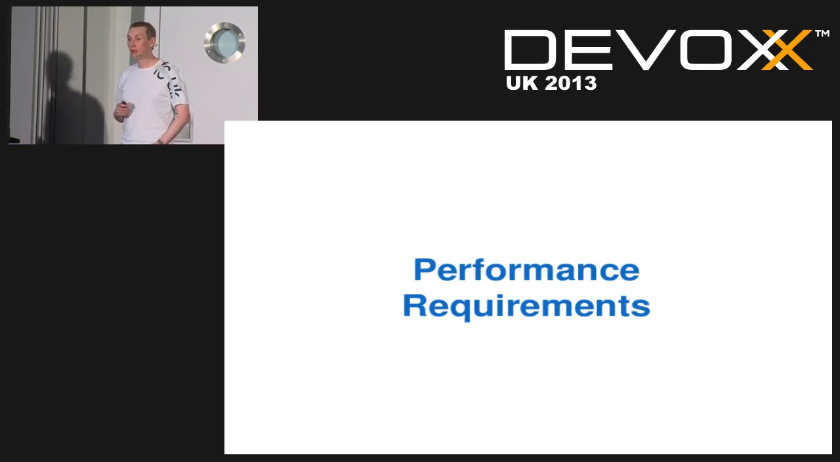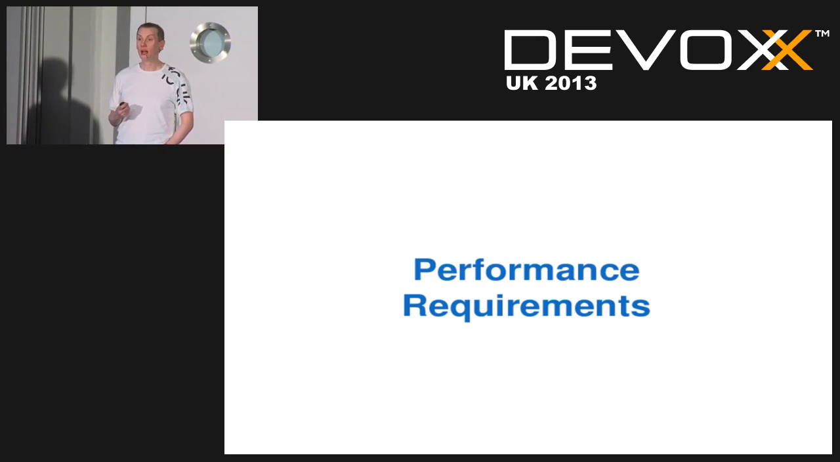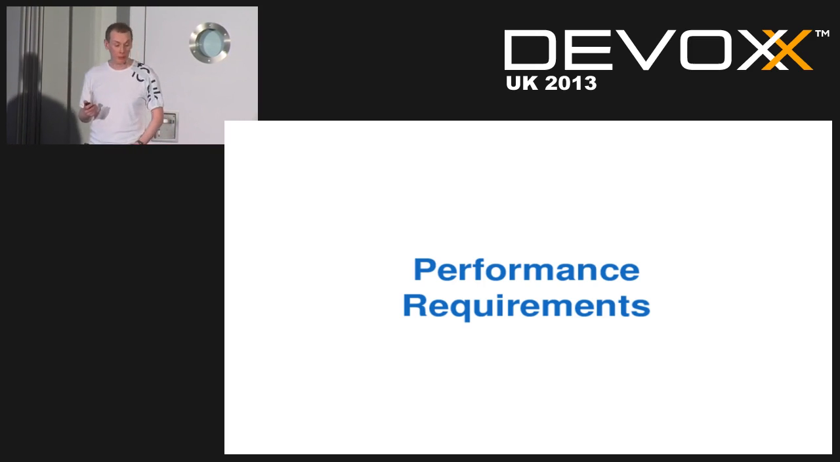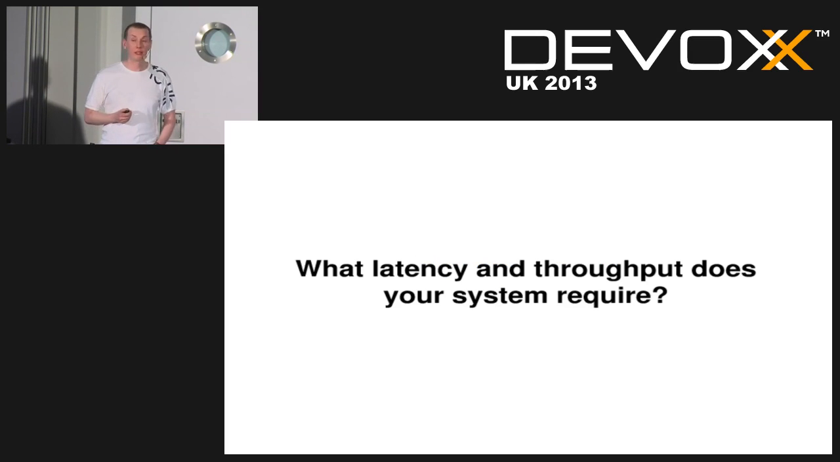So, if we have performance, one thing we must know when we're designing any system is how fast is fast enough? We need requirements. And so we need to ask these questions. What is the latency we expect from our system? How fast do we want it to respond? And also, what is the throughput? But those things are also linked.